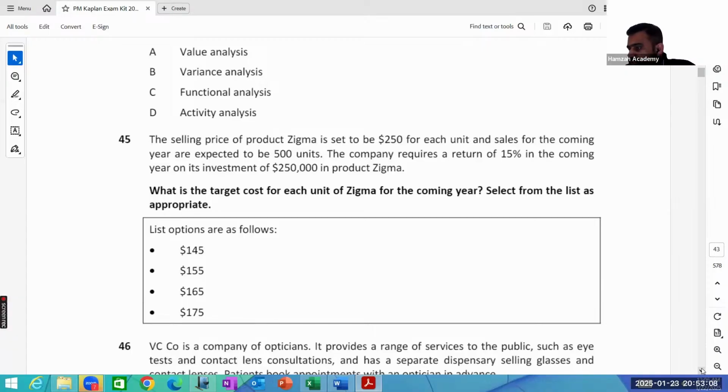The selling price is 250 for the coming year, and 500 units are expected to be sold. The company requires a 15% return on an investment of $250,000 in a product, GADGET. The question is to calculate the target cost.